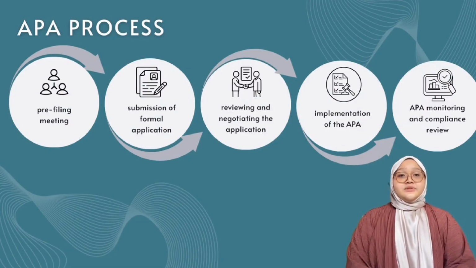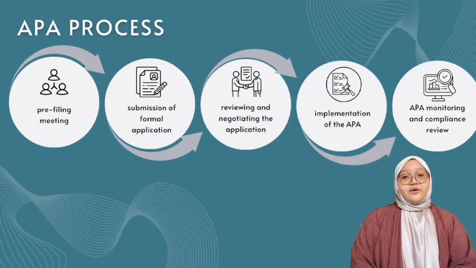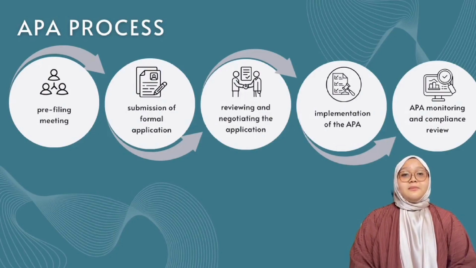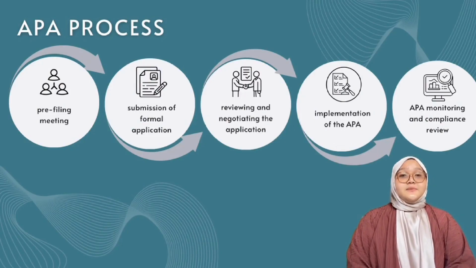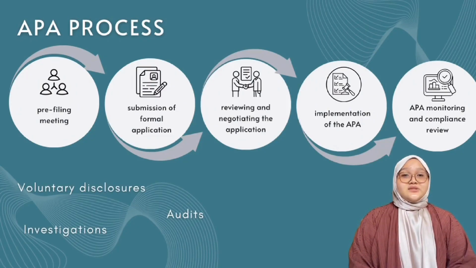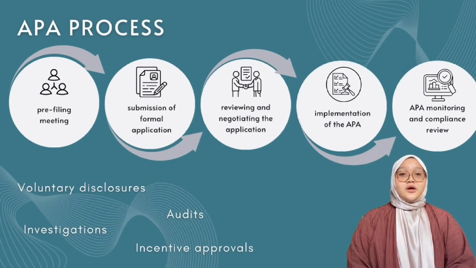It is important to note that during this process, the DGIR has the right to suggest an alternative method, adjust the scope of the APA, or even decline the application if needed. Also, at any point during the process, the taxpayer must inform the DGIR of any significant events like voluntary disclosures, audits, investigations, incentive approvals, or any other facts that could affect the application outcome.